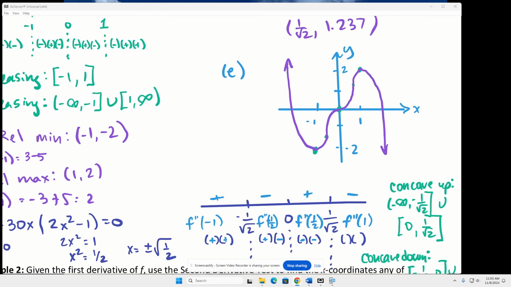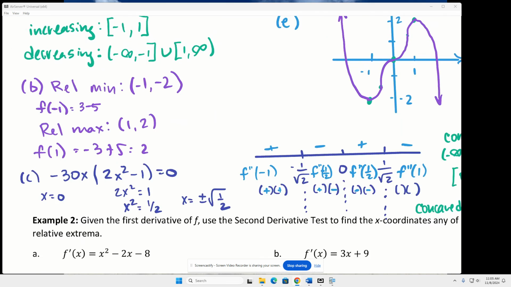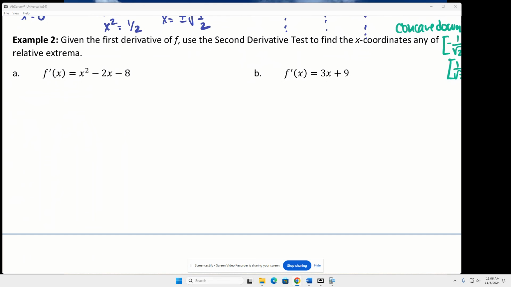Okay. I'm going to do this exam. I think we'll finish. I wanted you all to have a little bit of time, but the next 2 should go pretty fast. All right, so for example 2, it says we have the first derivative. We're going to use the second derivative test to find the x-coordinates of any relative extrema. We don't have the original function.